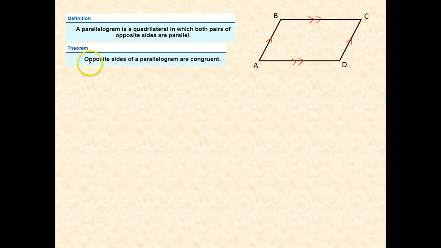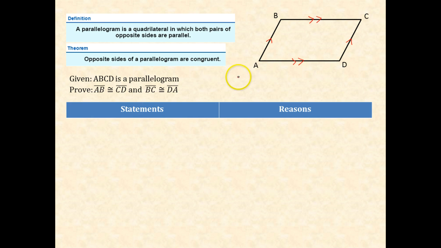So if we think about this theorem as an if-then statement, opposite sides of a parallelogram are congruent. The if-then statement would sound like, if a quadrilateral is a parallelogram, then opposite sides must be congruent. So the given statement here would be that our quadrilateral is a parallelogram, and then we'd be trying to prove that side AB is congruent to side CD, and that side BC is congruent to side DA.